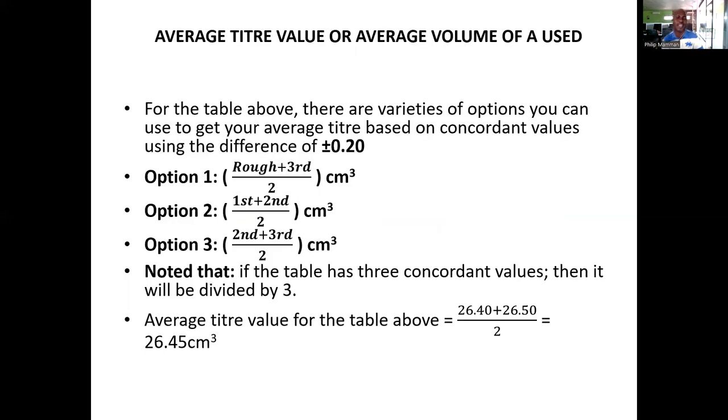Now, if we proceed further, you find out that we have the first option, rough reading plus third reading divided by 2. The second option we have as concordant values is first reading plus second reading divided by 2. And the third option we have is second reading plus third reading divided by 2. Note that you can have 3 values being concordant values. If you have 3 values, you have to divide by 3. You're looking for the average. If the table has 3 concordant values, then it will be divided by 3. Now, based on what we have, we are taking first reading plus second reading divided by 2, and our average is 26.45 centimeter cubed. I know that if you take care in doing this, you have your maximum mark for your table and for your titration.